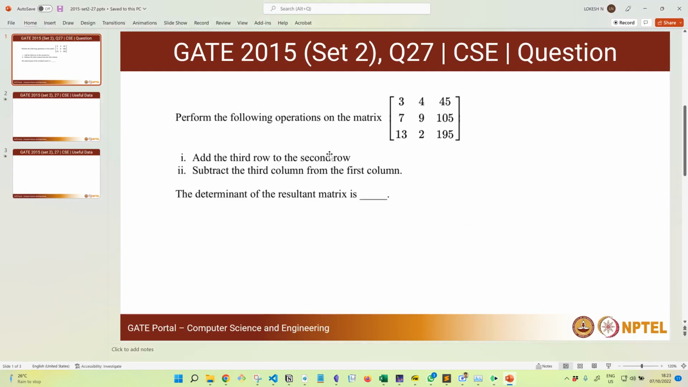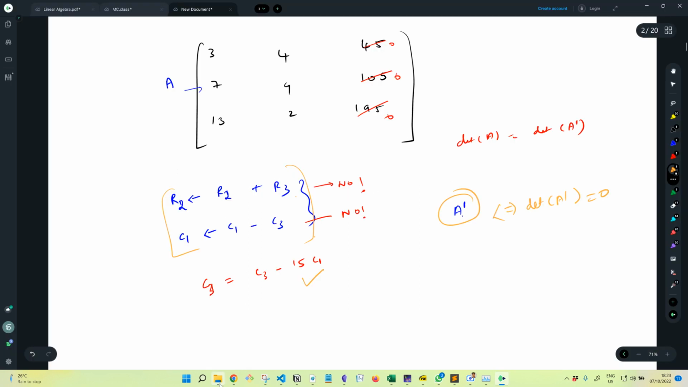This is a tricky question in the sense that if you start solving it by applying these operations and finding the determinant the normal conventional way, you will waste a lot of time. You have to make use of the properties. Is there any question in this solution? Good. So I'll go to the next question then.